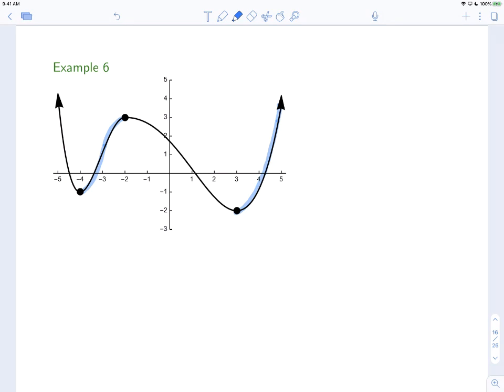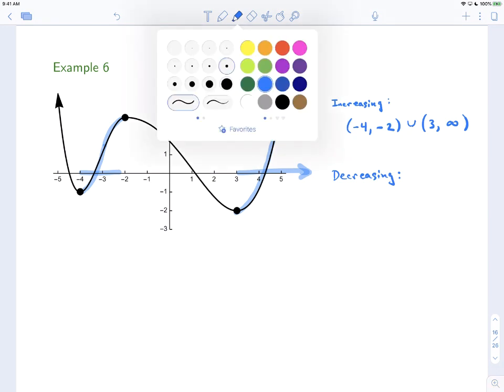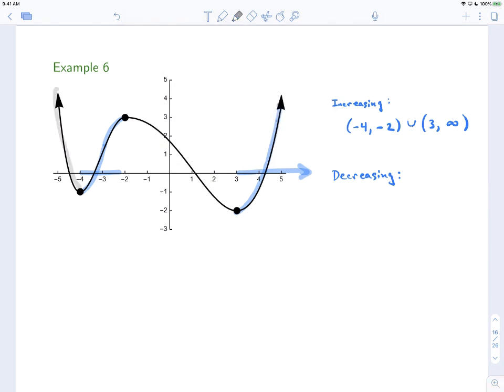So those correspond to these intervals from -4 to -2 and from 3 off to infinity. So it's increasing from -4 to -2, union 3 to infinity, like so. And it's decreasing everywhere else. So it's decreasing here and here.